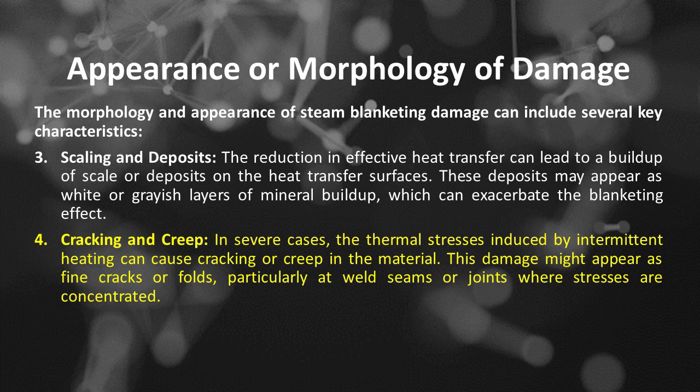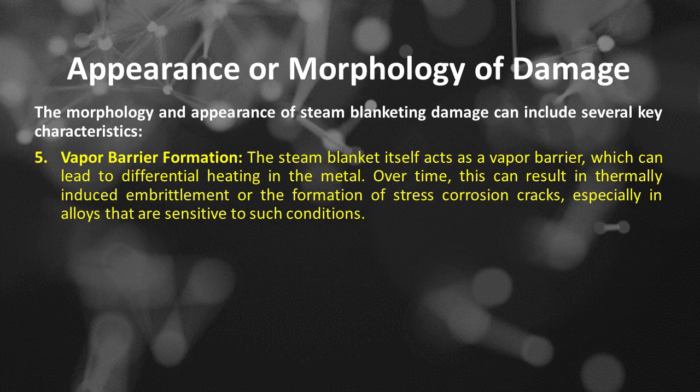Number 4 is cracking and creep. In severe cases, the thermal stresses induced by intermittent heating can cause cracking or creep in the material. This damage might appear as fine cracks or folds, particularly at weld seams or joints where stresses are concentrated. Number 5 is vapor barrier formation. The steam blanket itself acts as a vapor barrier, which can lead to differential heating in the metal. Over time, this can result in thermally induced embrittlement or the formation of stress corrosion cracks, especially in alloys that are sensitive to such conditions.